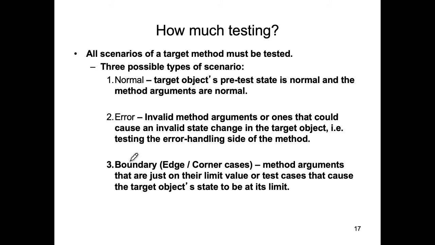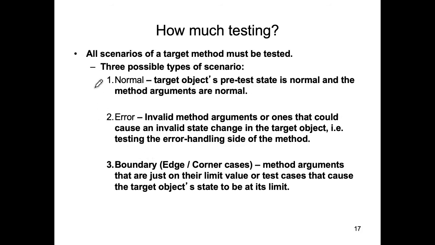Now, if we just take the simple example of the product catalog, we had a find product by ID method. We're just going back to error for a second. Now, an error case in the case of that method is not when you give it an invalid ID. That would actually be a normal case. We didn't have any exception handling in our find product by ID method. But back to boundary again. So you just need to have an awareness of this notion of boundary cases.